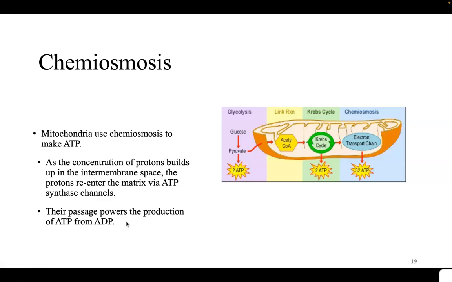In chemiosmosis, we talked about how mitochondria use this process to make ATP. As the concentration of protons builds up in the inner membrane space, the protons will re-enter the matrix via ATP synthase channels, and their passage powers the production of ATP from ADP. So remember that chemiosmosis is the process we're doing to make ATP when we're phosphorylating it from ADP. Chemiosmosis is what's happening in the electron transport chain.